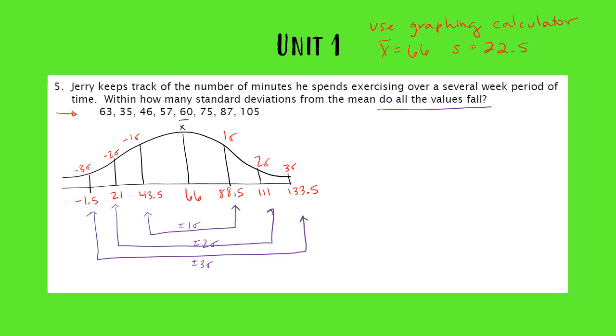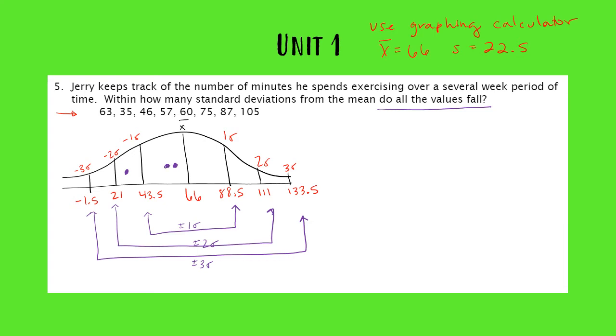So what we want to do is we want to look at our values in our list of where they fall. So basically what I would be doing is saying 63 falls somewhere in between 43.5. So 63 is in here. 35 is somewhere between 21 and 43.5. 46 is somewhere between these two.